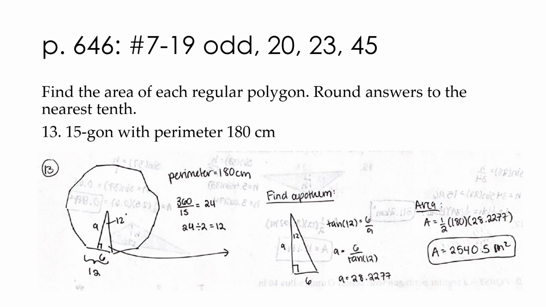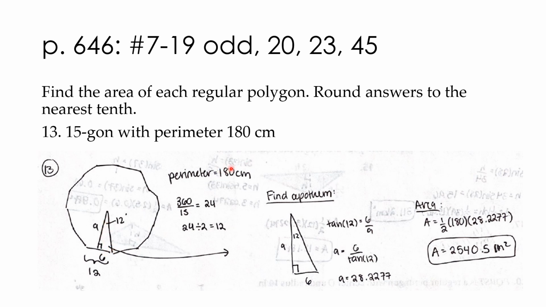Okay, so finally, number 13, we're doing a 15-gon with a perimeter of 180 centimeters. So just to start out, we already have our perimeter, so that's great, right? We want 1/2 apothem times perimeter. But in order to find the apothem, once I start sketching everything in, I am going to need to know the length of one side so that I have the base of this triangle, since I don't have a radius here.